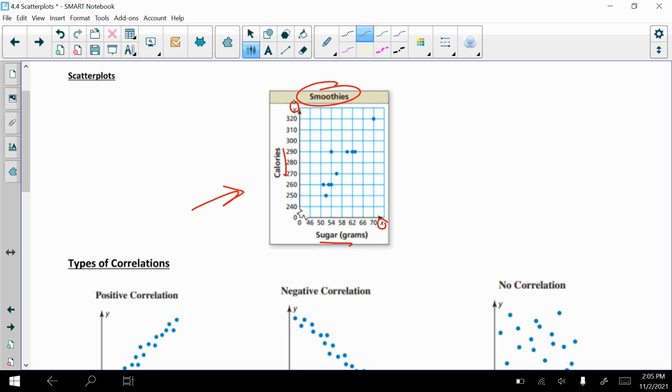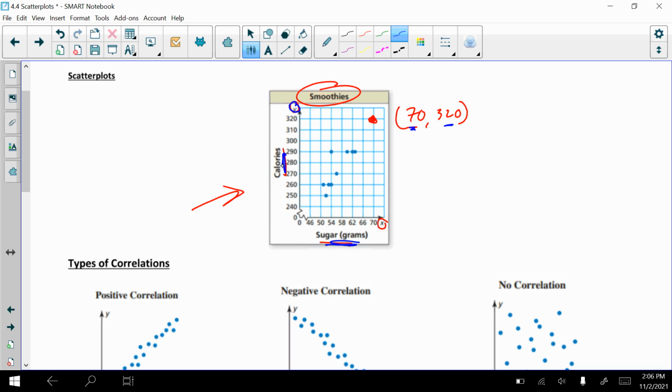And these are plotted the same way that we know how to plot points. So for this point up here, for instance, to get to that point, I need to go over to 70 on the x-axis and up to 320 on the y-axis. So that coordinate is located at (70, 320). Those are the coordinates for that point, which means that this specific smoothie has 70 grams of sugar, because that's what's on the x-axis, and it has 320 calories, because that's what's on the y-axis.